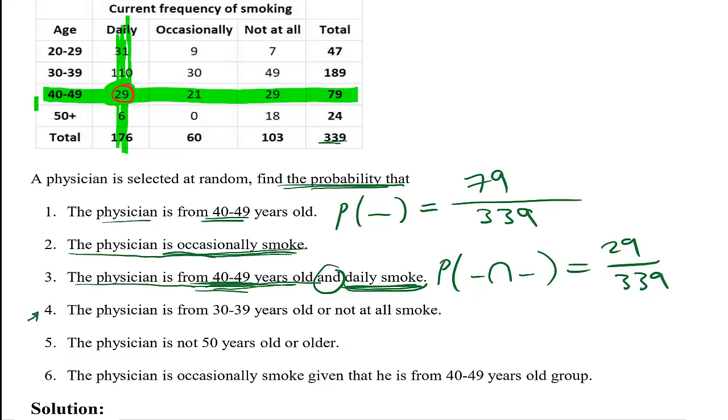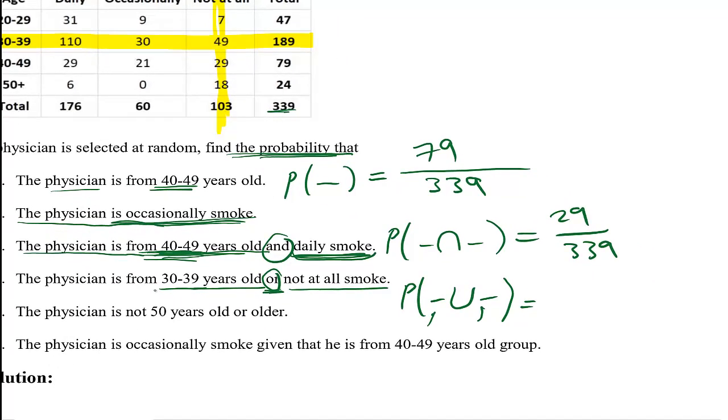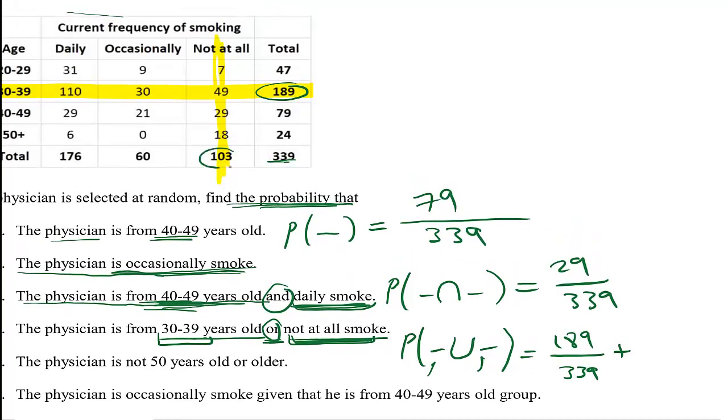Now, part 4. The probability that this person is from 30 to 39 years old or does not smoke at all. Or. So this is the addition rule. We have this person from this age group or not smoking at all, from here. According to the addition rule, the probability of the union of these two characteristics equals the probability of the first one, that the person is from this age group, 30 to 39, which is 189 divided by 339, plus the probability of the second category, not smoking at all. That is, we have 103.